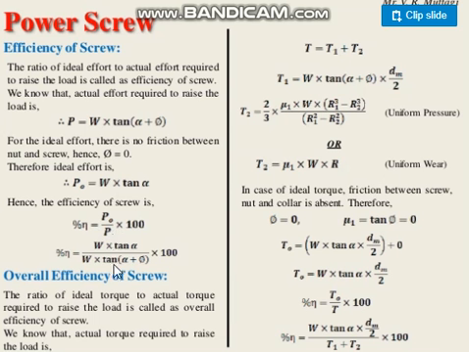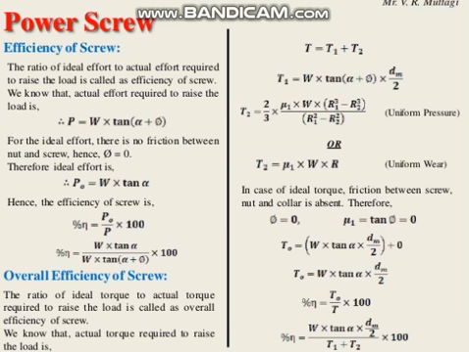Now what you get here, W and W will be cancelled. What is the efficiency formula then? Efficiency eta is equal to tan alpha upon tan of alpha plus phi into 100. That will give you the percentage efficiency of the screw.